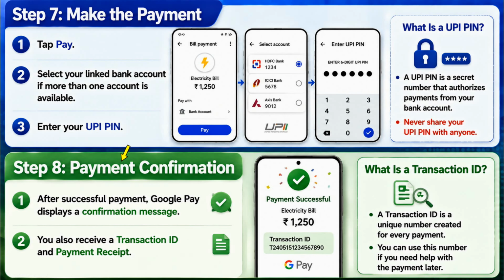Step 8. Payment confirmation. After successful payment, Google Pay displays a confirmation message. You also receive a transaction ID and the payment receipt. What is a transaction ID? A transaction ID is a unique number created for every payment. You can use this transaction number if you need help with the payment later.